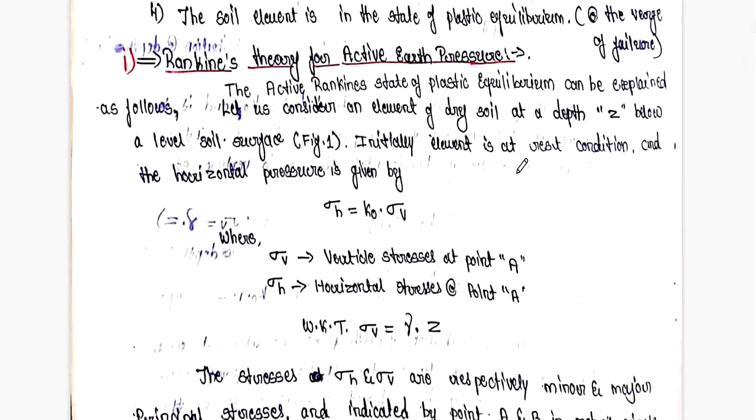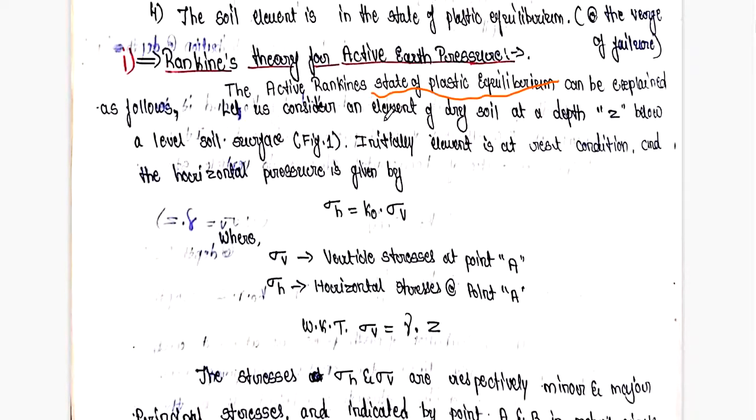Next, Rankine's theory for active earth pressure. The active state of plastic equilibrium can be explained as follows. What is the active state of plastic equilibrium? Whatever pressure is there at the active state of plastic equilibrium is called the active earth pressure. That can be explained further. What is plastic equilibrium? What is at the verge of failure? We are going to explain further, and after that do a small derivation to arrive at the formula. Now let us study this.